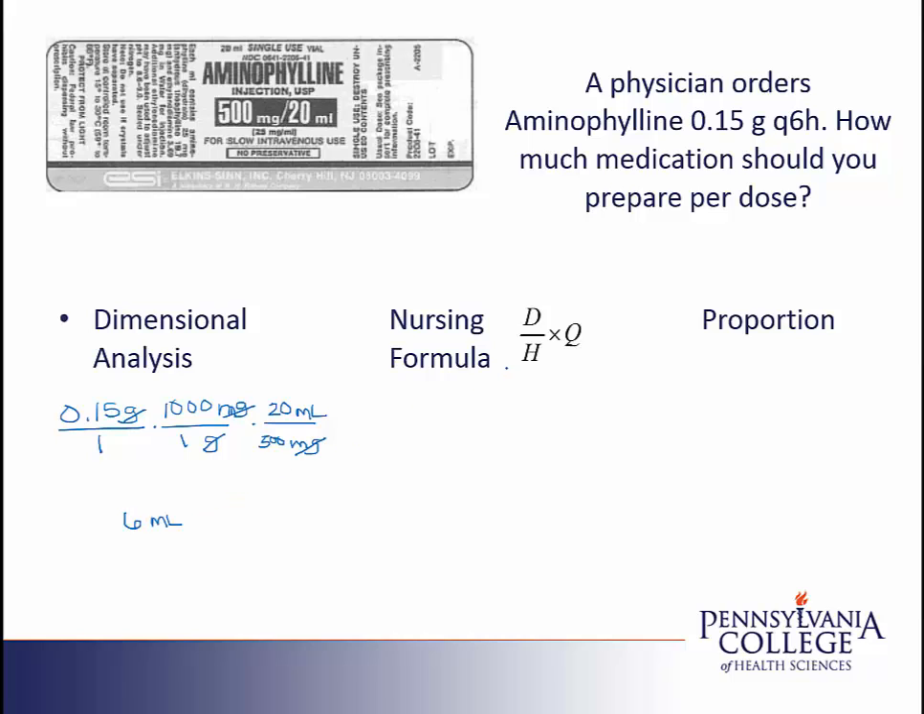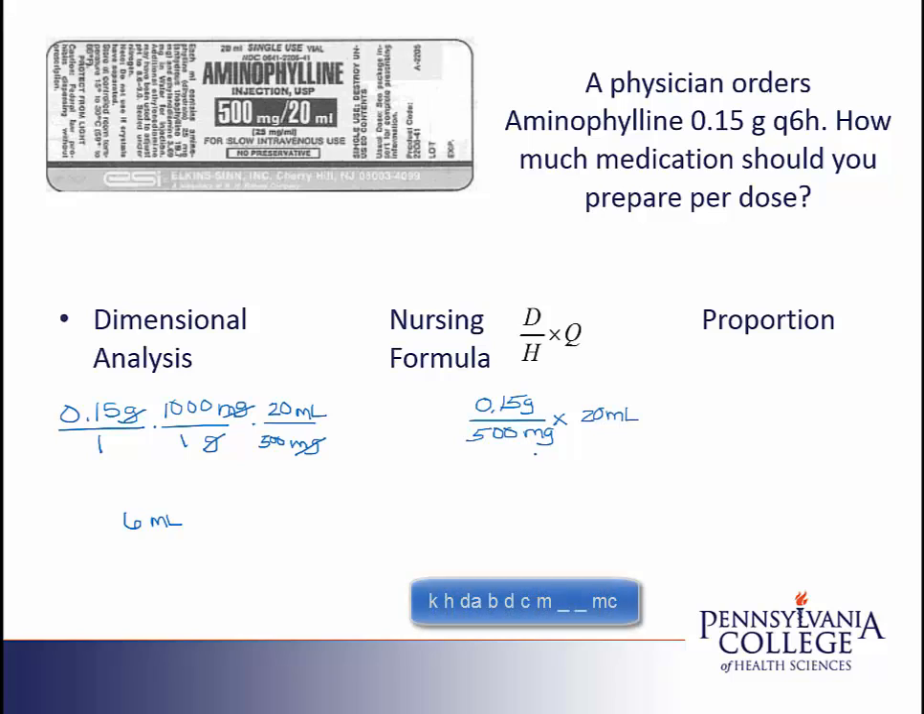Our second approach is to use the nursing formula. This starts with the desired amount or doctor's order, which is given in the prompt of the problem, so 0.15 grams. We place that over what we have on hand, and again I'm going to use the one that's in bold as the strength, but either one would work. So I have on hand 500 milligrams in a quantity of 20 milliliters. Now I'm not ready to do the math because my labels don't cancel.